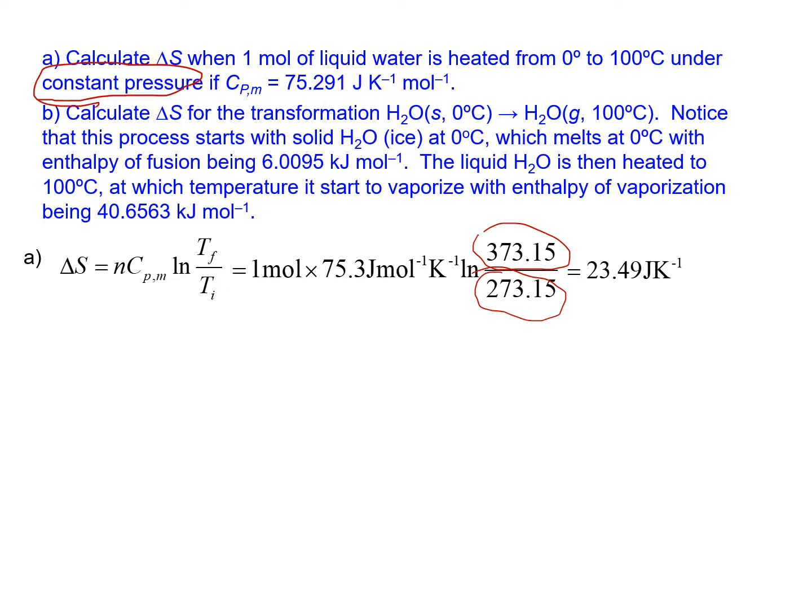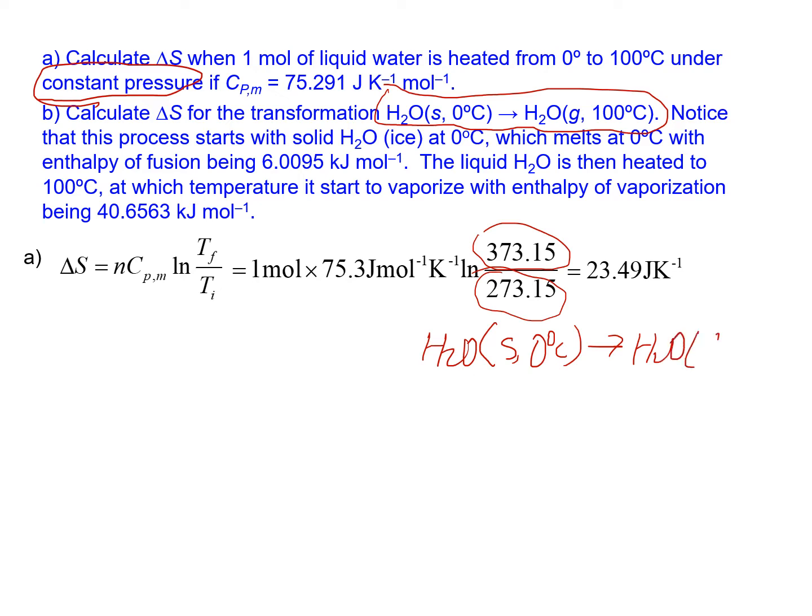In B, it asks you to calculate the entropy change for a transformation from solid water at 0 degree to gas water at 100 degree. So from solid to gas, this involves two phase transitions. Let's draw the phase diagram. So water, solid, 0 degree, water, gas phase, 100 degree. Now because entropy is a state function, we can design a path that we can calculate entropy change.